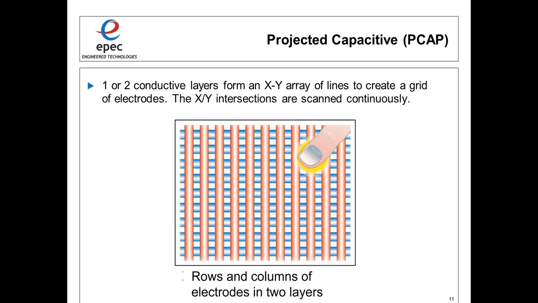Projective capacitive technology is the glamour product of the industry now. Thanks to the iPad, the iPhone, and some of the Android-based phones, this is the dominant technology right now, and it's going to continue to grow. In 2012, projected capacitive accounted for about 64% of the marketplace.